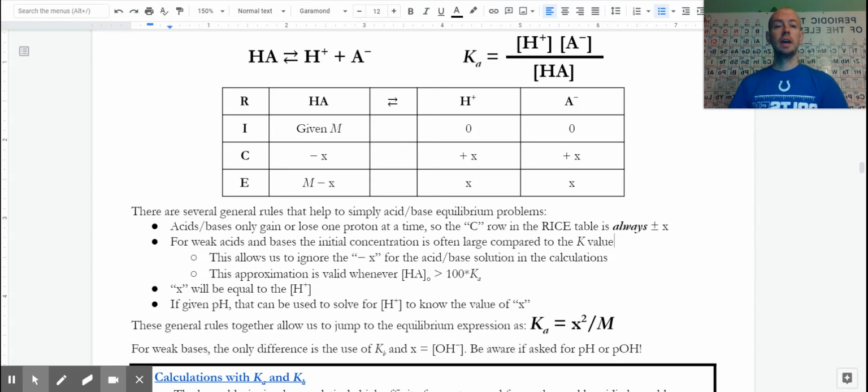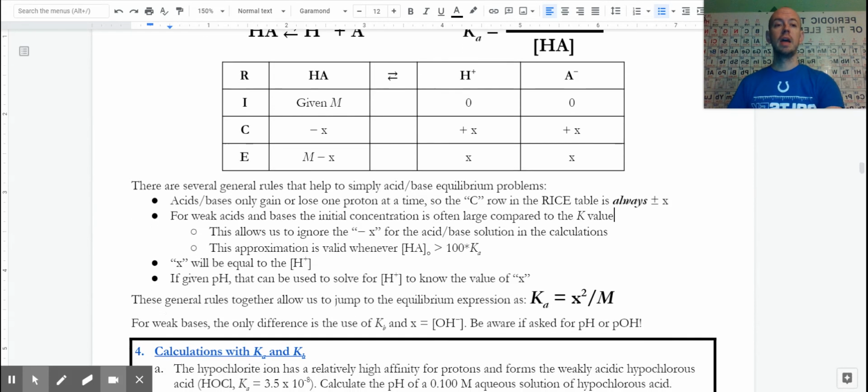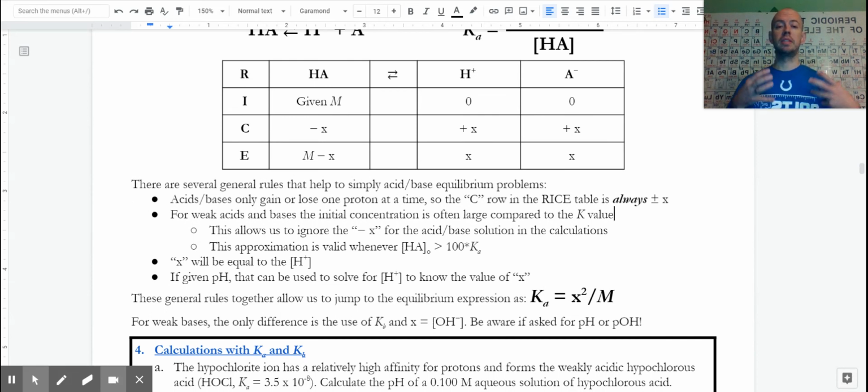With weak bases, the equation looks similar. We have X squared over the initial molarity is equal to our Kb. The only difference there is remembering that the X is equal to hydroxide ion instead of hydrogen ion. So you do have to pay attention if you're asked for pH or pOH. You do have to pay attention if your X is the hydrogen or the hydroxide as we're looking at acids and bases. And sometimes as we move through a problem, it'll go from one to the other.